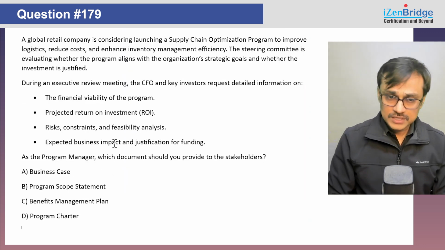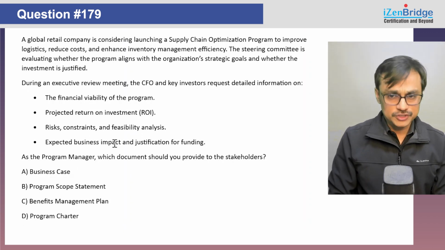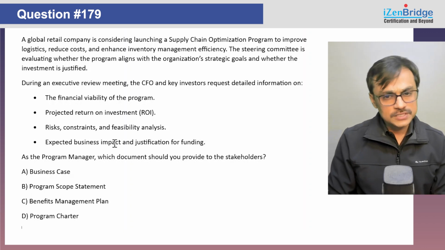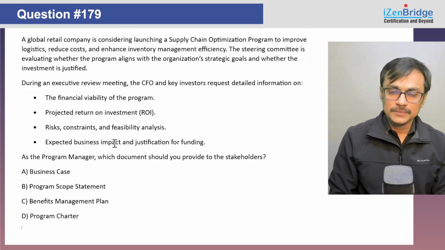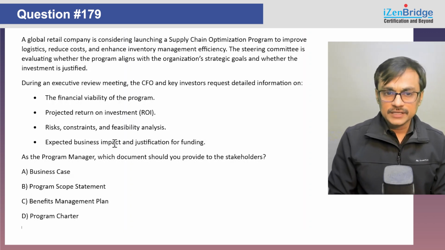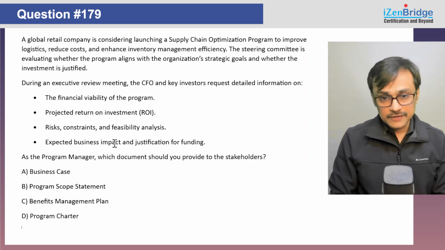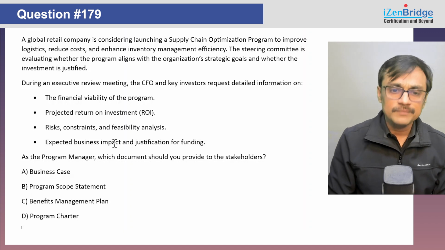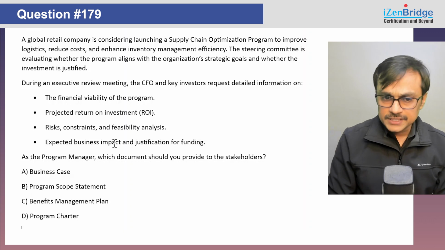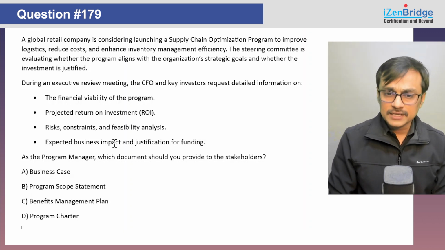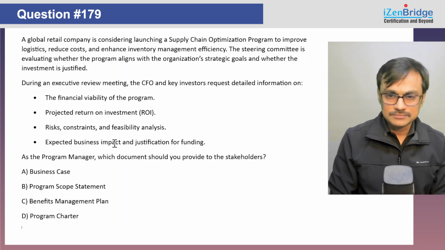Question number 179. A global retail company is considering launching a supply chain optimization program to improve logistics, reduce cost, and enhance inventory management efficiency. The steering committee is evaluating whether the program aligns with the organization's strategic goal and whether the investment is justified. During the executive review meeting, the CEO, CFO, and key investor required detailed information on the financial viability of the program, the projected returns on investment, the risk constraint and feasibility analysis, expected business impact, and justification for funding. As the program manager, which document should you provide to the stakeholders?